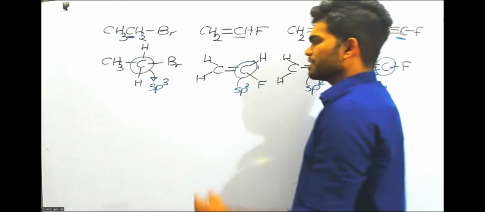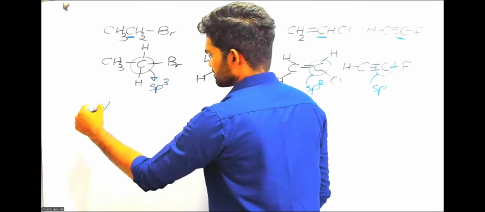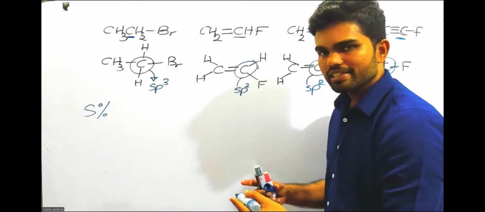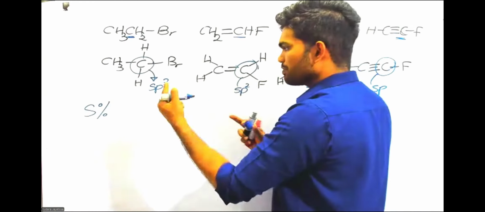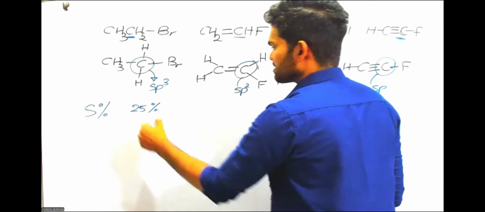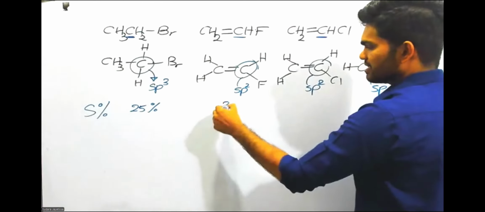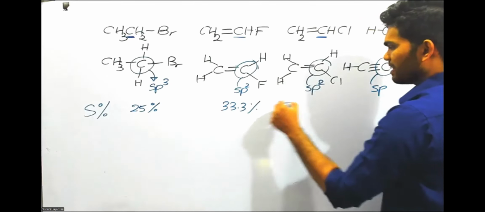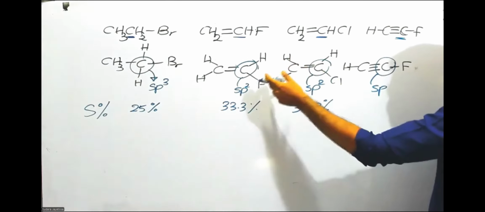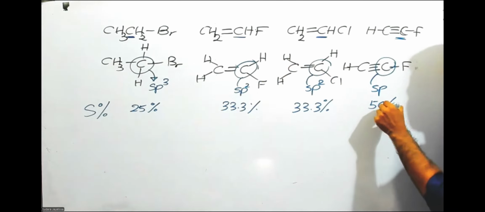Okay. So for S percentage, here one of the 4 orbitals participating in the hybridization is S. So 1/4 is S, no? Therefore, S percentage is 25%. Here, the S percentage is 33.3%. And this molecule also has a similar S percentage because there is also sp2. Here, the S percentage is 50.